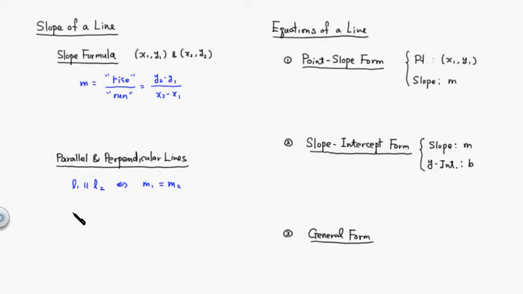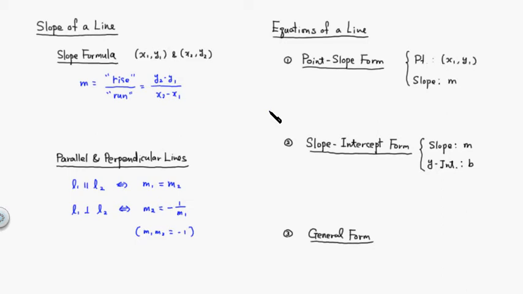And if two lines are perpendicular to each other, then one slope is the negative reciprocal of the other. One way to write it is m2 equals the negative reciprocal of m1. Or you can write it as m1 times m2 equals negative 1, which is the same thing. So we can talk about parallel and perpendicular lines in terms of slopes.